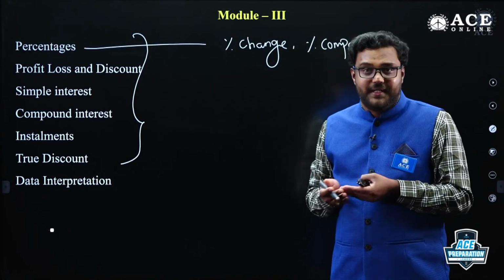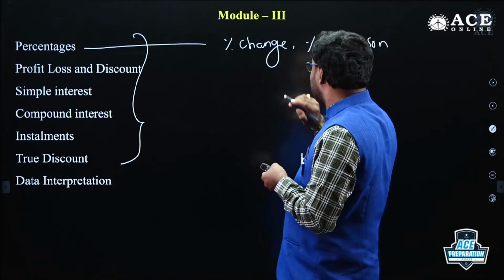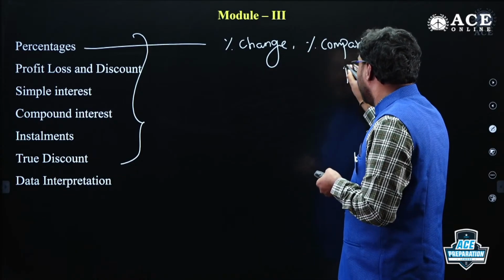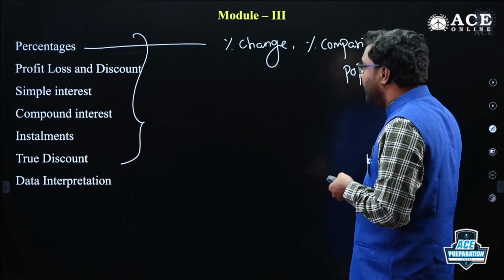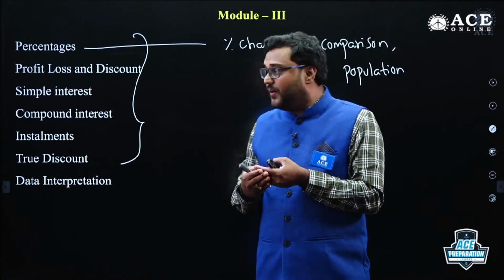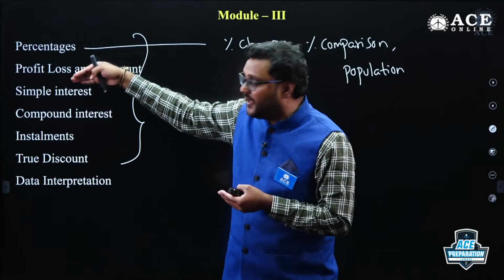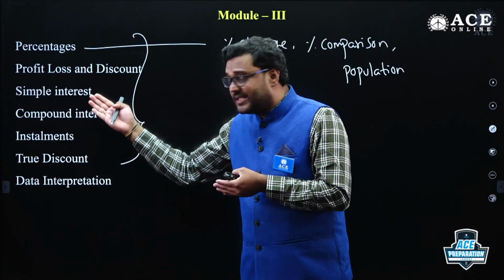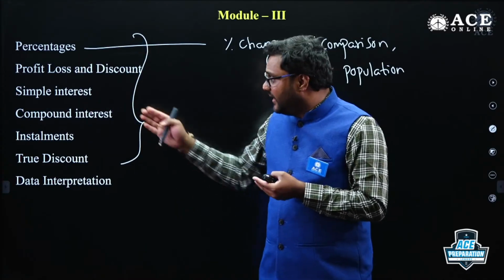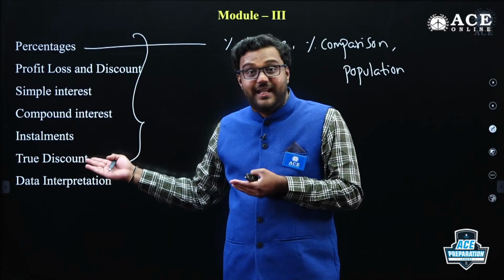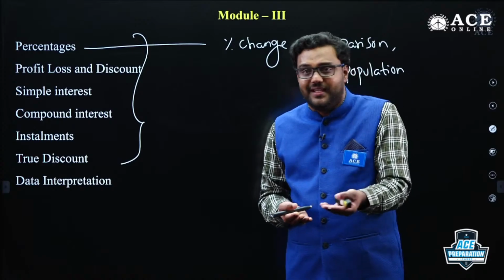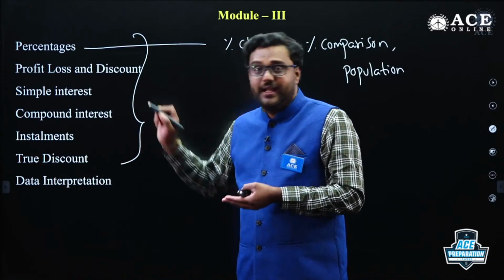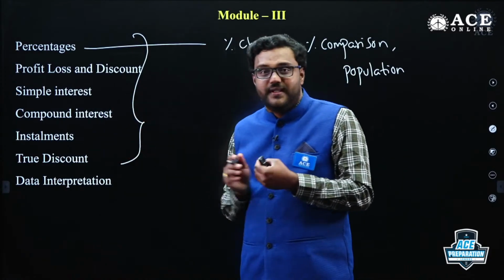Compound interest also completed. In this percentages, yes, percentage change, percentage comparison, in fact population concept, these three are going to play important role. Okay. Once you understand that, we can interlink those concepts to profit and loss and discount, simple interest, compound interest. Yeah, monthly installments, yearly installments. Okay, we are taking the amount loan, we are paying monthly installments. All those we are going to learn here in monthly installments and true discount.